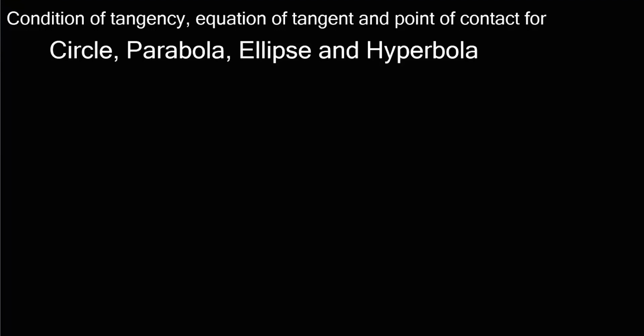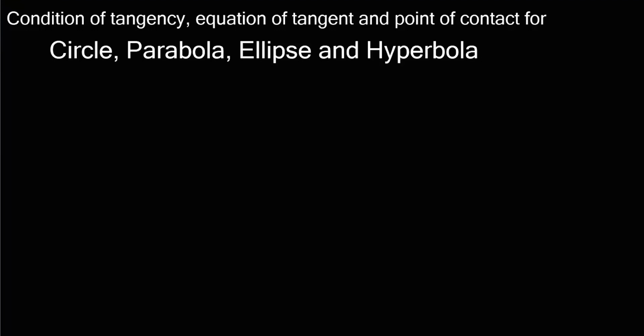Today we'll discuss a general method with which we can find condition of tangency, the equation of tangent, and point of contact for circle, parabola, ellipse, and hyperbola. So using this method, you can find it for any of these four conics. Now before learning the method, there are two prerequisites that we must know.